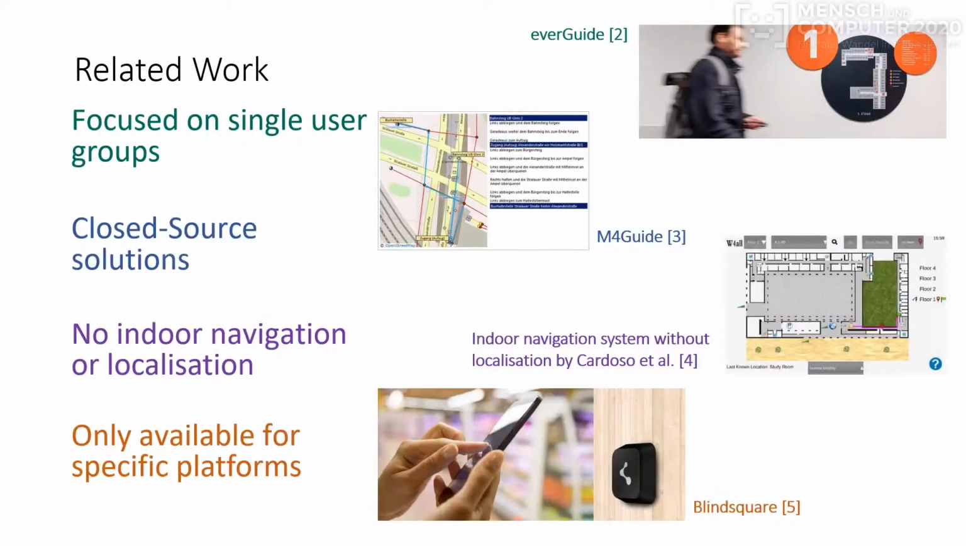There are, of course, other navigation systems. Some of them are designed for a single user group, like blind people. Some are closed source solutions and therefore not usable in other buildings. Some others have no built-in user localization or are only available on specific mobile devices.